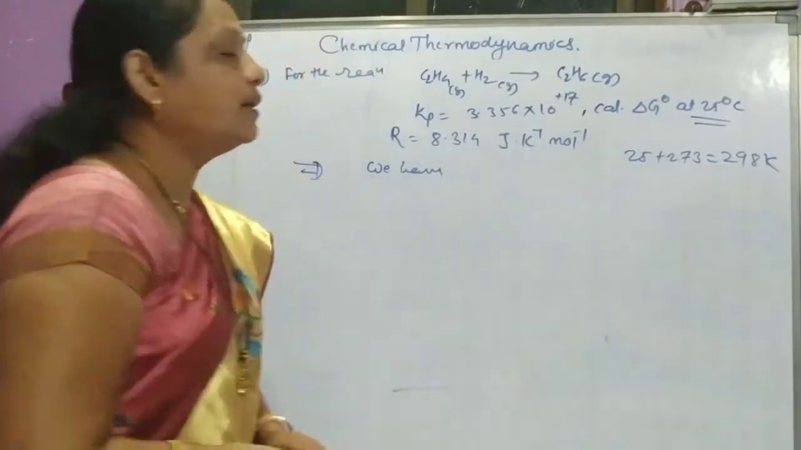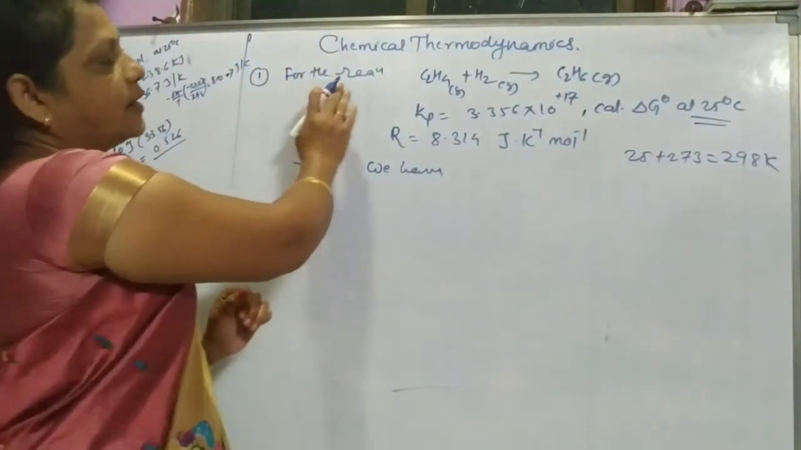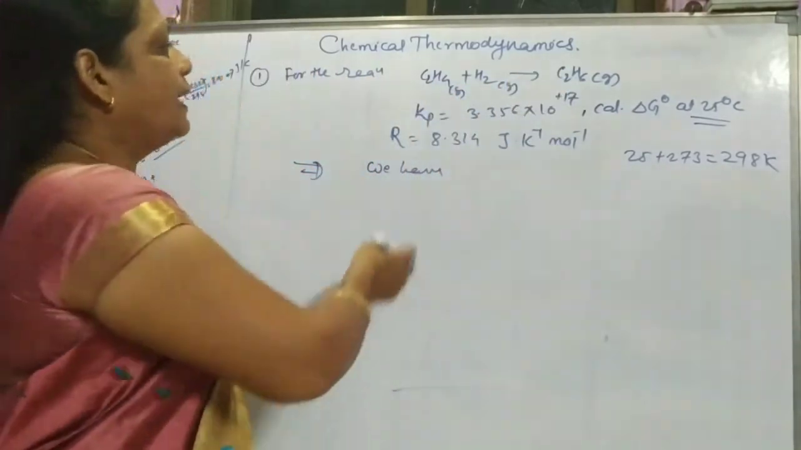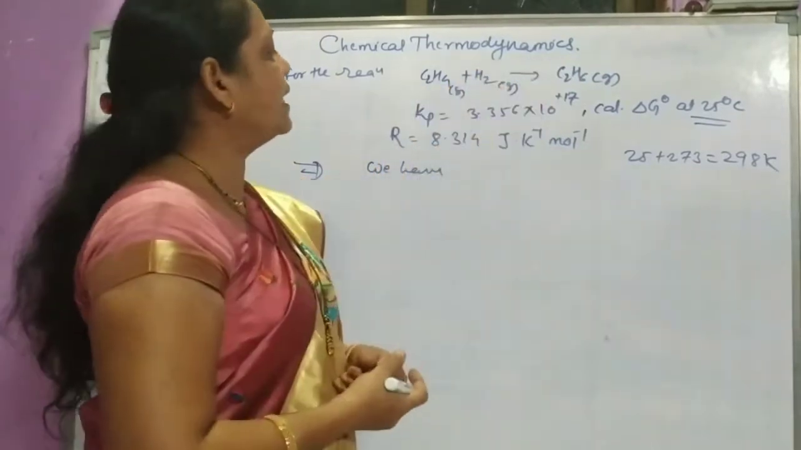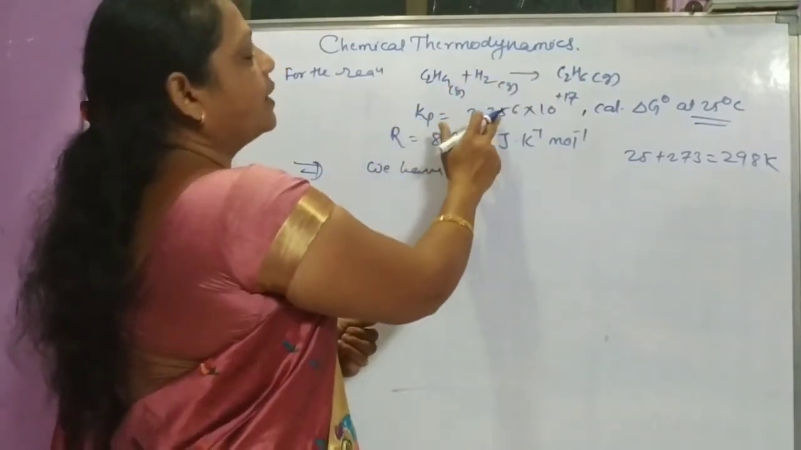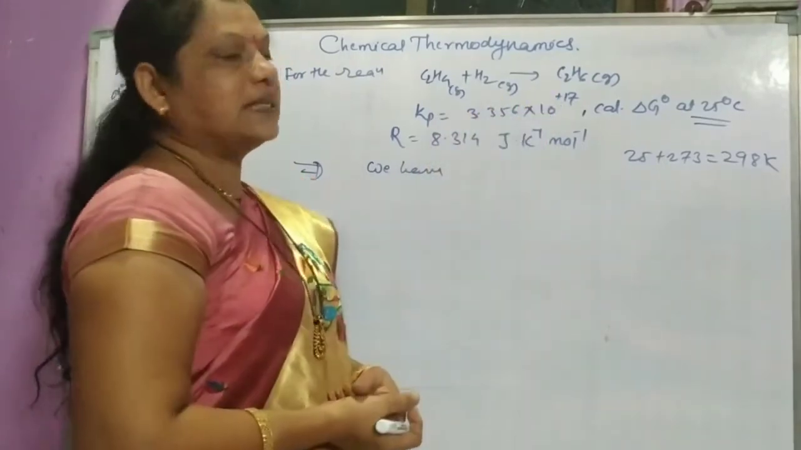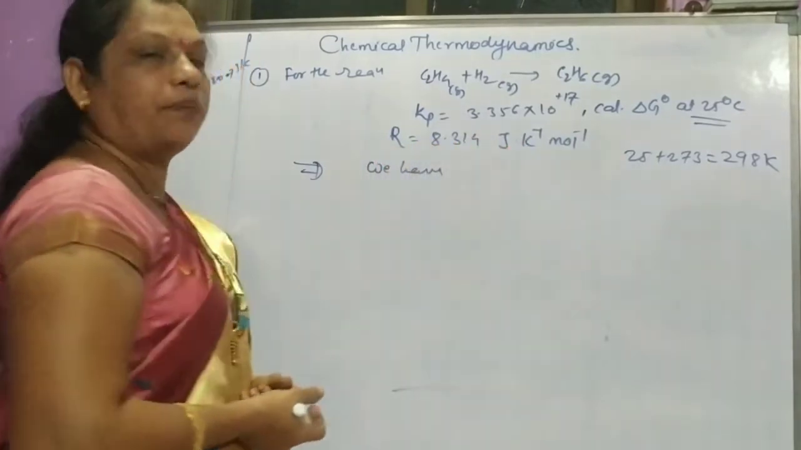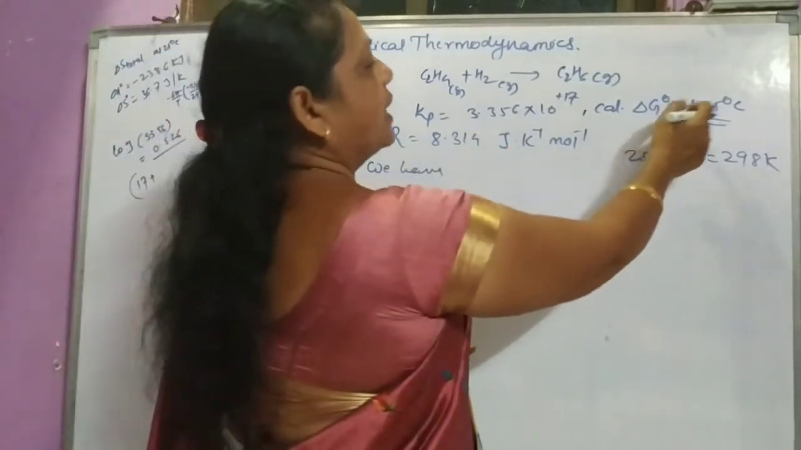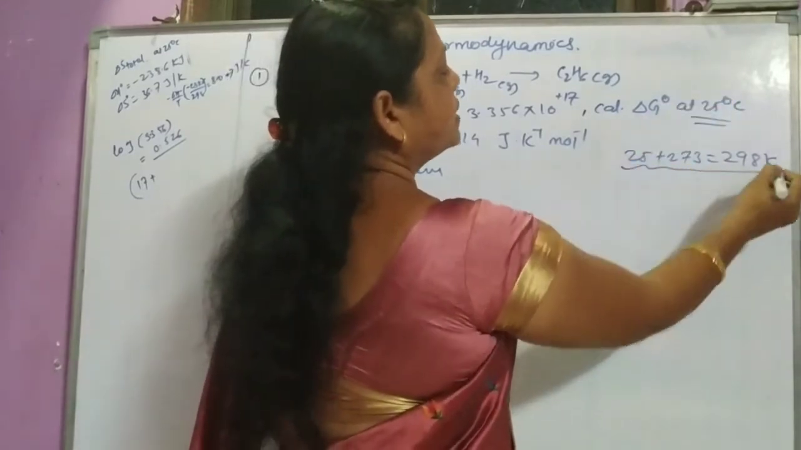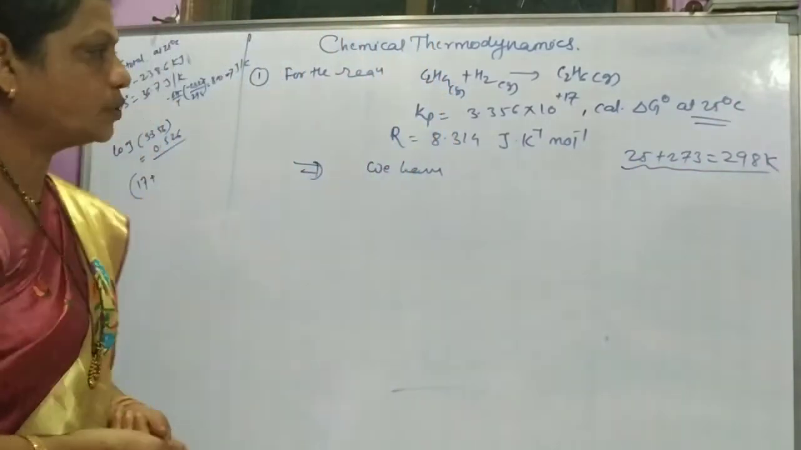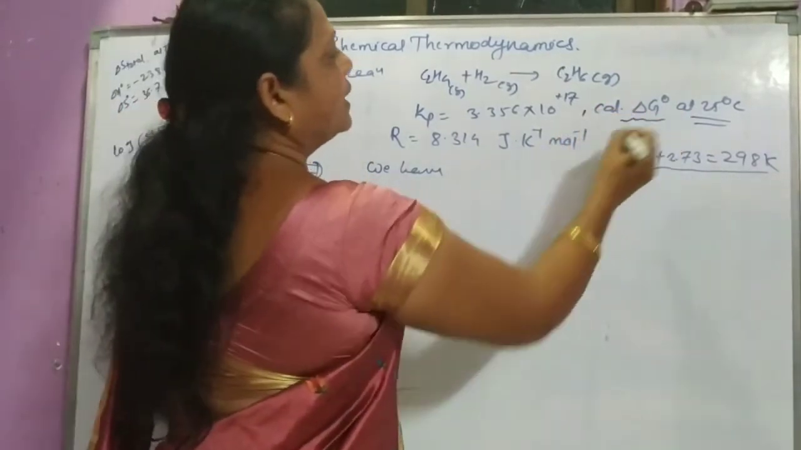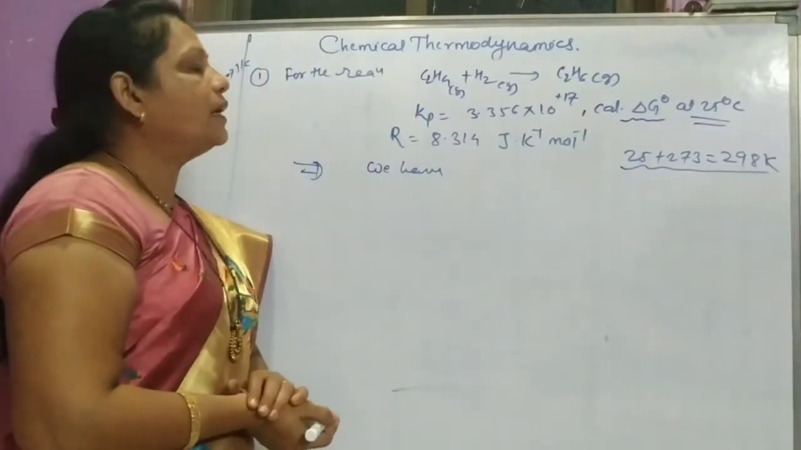Here there is one problem for the reaction C2H4 plus H2 giving C2H6. Here Kp means all the reactants and products are in gaseous state. Kp is equal to 3.356 times 10 to the power 17. R is given as 8.314 joule per Kelvin per mole, and the temperature is 25 degrees Celsius, that is 298 Kelvin. In this numerical, we have to calculate del G0, the standard Gibbs energy.